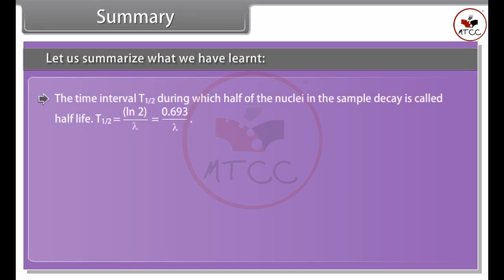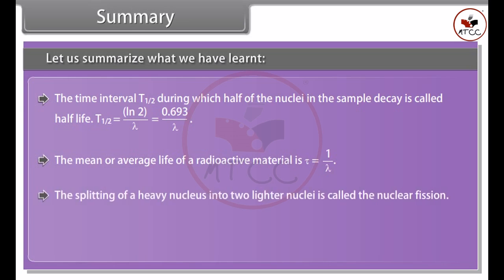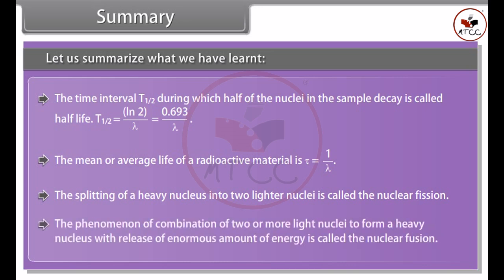The time interval t half during which half of the nuclei in the sample decay is called half-life. The mean or average life of a radioactive material is tau. The splitting of a heavy nucleus into two lighter nuclei is called the nuclear fission. The phenomenon of combination of two or more light nuclei to form a heavy nucleus with release of enormous amount of energy is called the nuclear fusion.